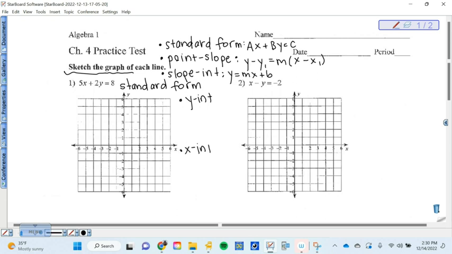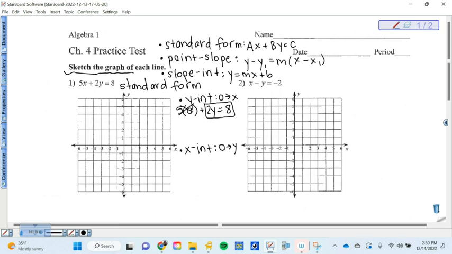To find the y-intercept, we need to plug in 0 for x. For the x-intercept, what do we need to do? Yeah, 0 gets plugged in for y. So we'll do the y-intercept first. I'm plugging 0 in for my x. So my equation becomes 5 times 0 plus 2y equals 8. What's 5 times 0? 0. So this term kind of just goes away, doesn't it? Yes. So now I'm left with 2y equals 8.